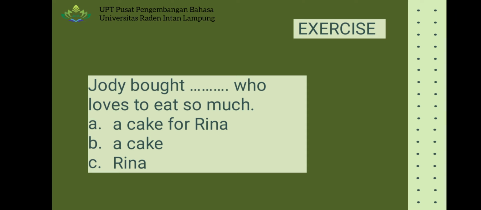If we see option C, there is only a name Rina there. Meanwhile, right before the blank space, there is a verb both. It makes option C impossible to be chosen. Maka jawaban yang paling tepat adalah A cake for Rina.